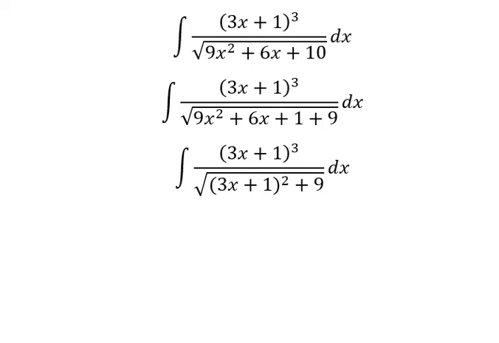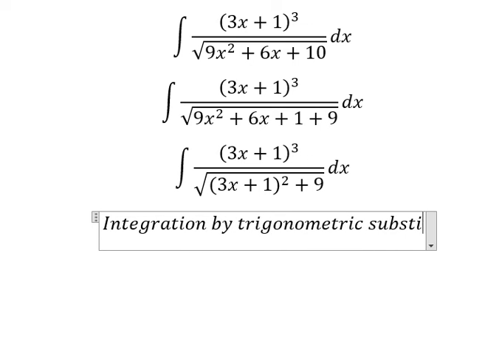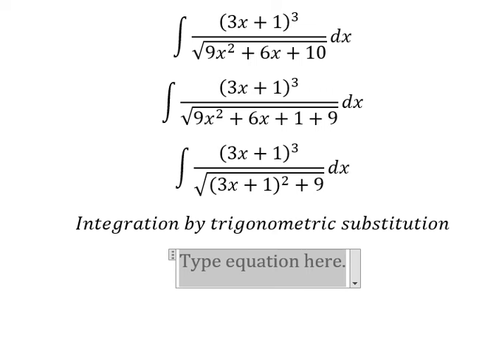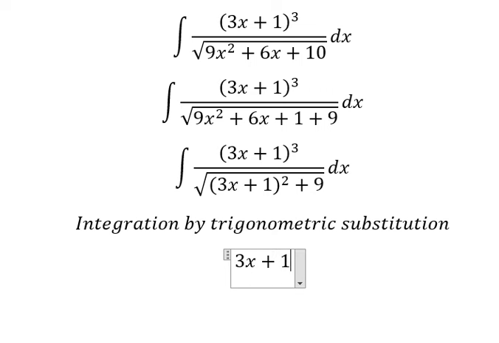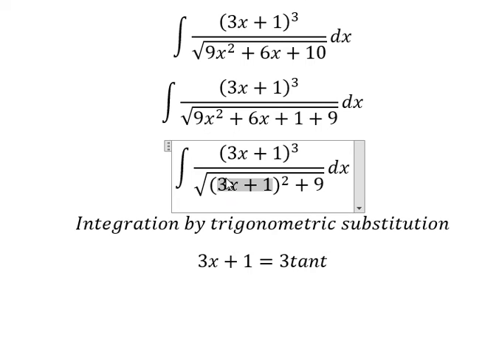Next, we can use integration by trigonometric substitution. So I will put 3x plus 1 equal to 3 tan t. Because if I put this one going here, we have 9 tan t squared.